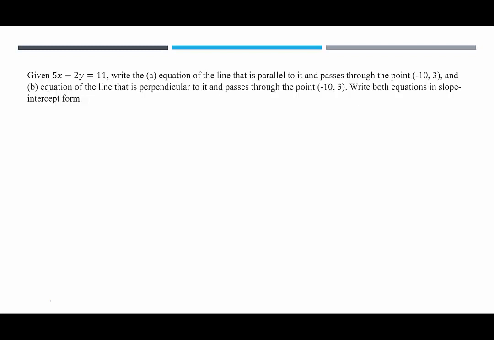In order to do this, to write a line that's parallel and a line that's perpendicular, we need to know what the slope of the given line is, because both parallel and perpendicular lines have special connections via their slope. So what I'm going to do is take this 5x minus 2y is equal to 11, and write it in slope-intercept form. And slope-intercept form is y equals mx plus b. So I need to get y all by itself.